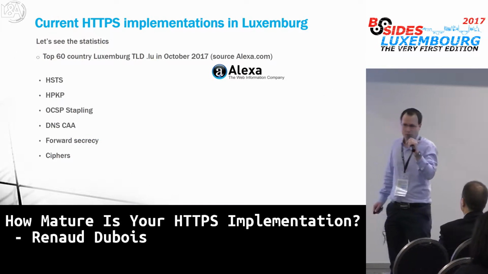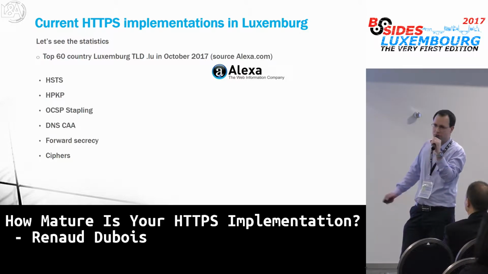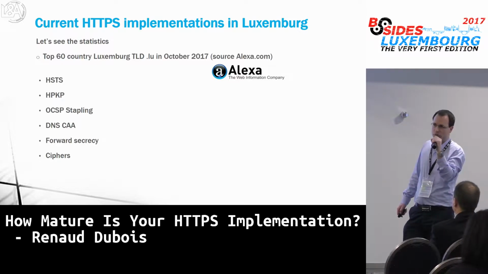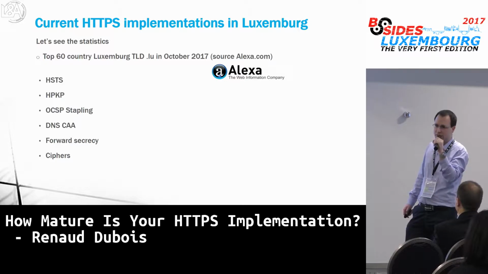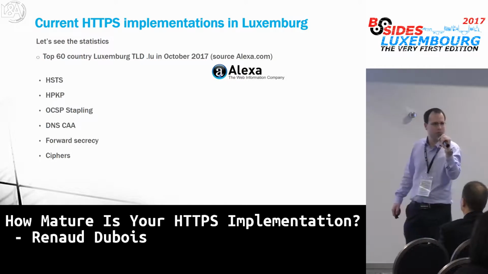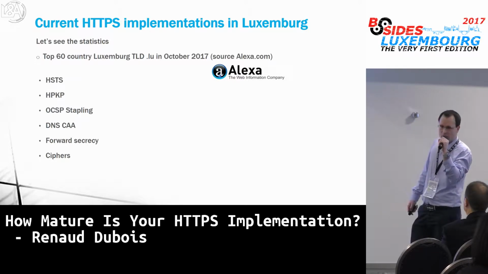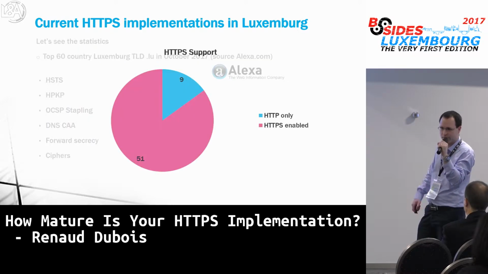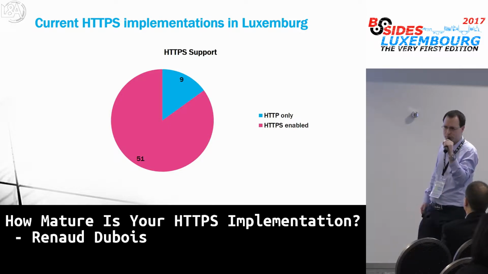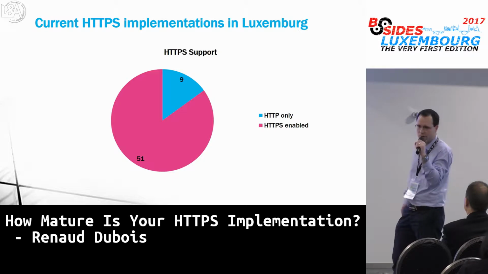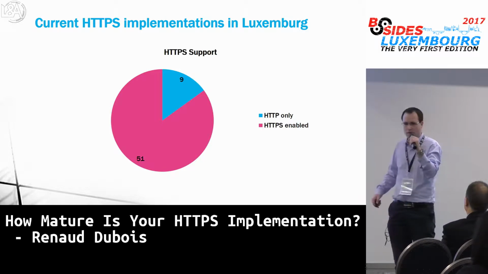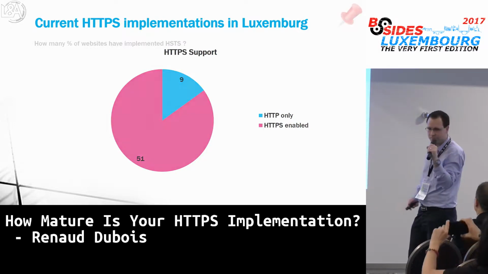So now we did some research about the different options and how they are implemented in Luxembourg. To do it, we took the country Luxembourg on alexa.com, but we only took the .lu TLD and we looked at the different parameters or features and how they're implemented. So for the top 60 of the .lu, we have 51 websites in HTTPS. Some are HTTP and HTTPS, and 9 websites in HTTP only.